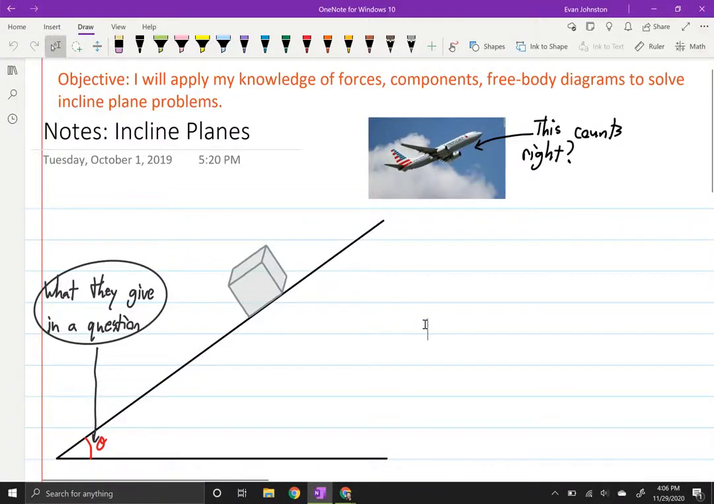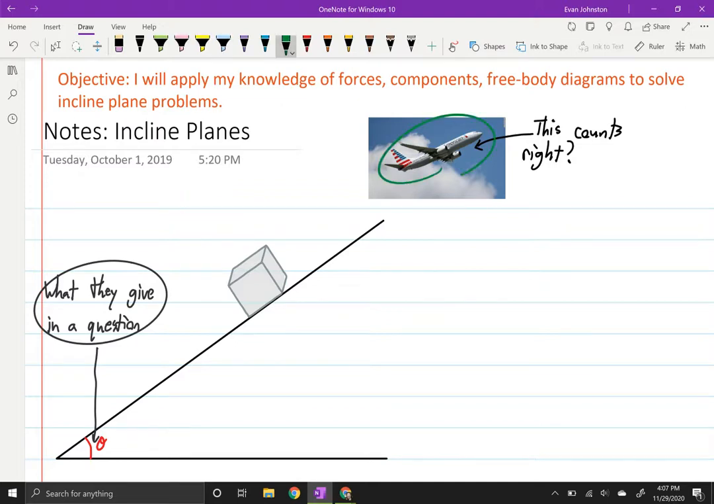Hey everyone, so these notes are going to be on incline planes. And so the goal really here is combining our knowledge of forces, talking about components, talking about free body diagrams to look at things that are inclined. So what the heck does that mean?